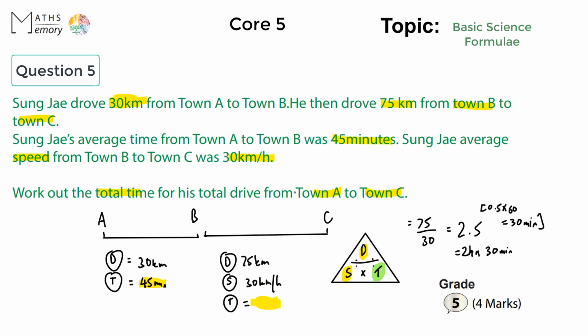So the question is, let's add the total time. So 45 minutes plus 2 hours 30 minutes is simply going to give us 3 hours and 15 minutes. So we'll write this over here. The answer is going to be this: 3 hours and 15 minutes. That's what he drives from town A to town C. Let's just highlight that. Assuming that he has the same car and same conditions from A to C. Go on, Sungjae.